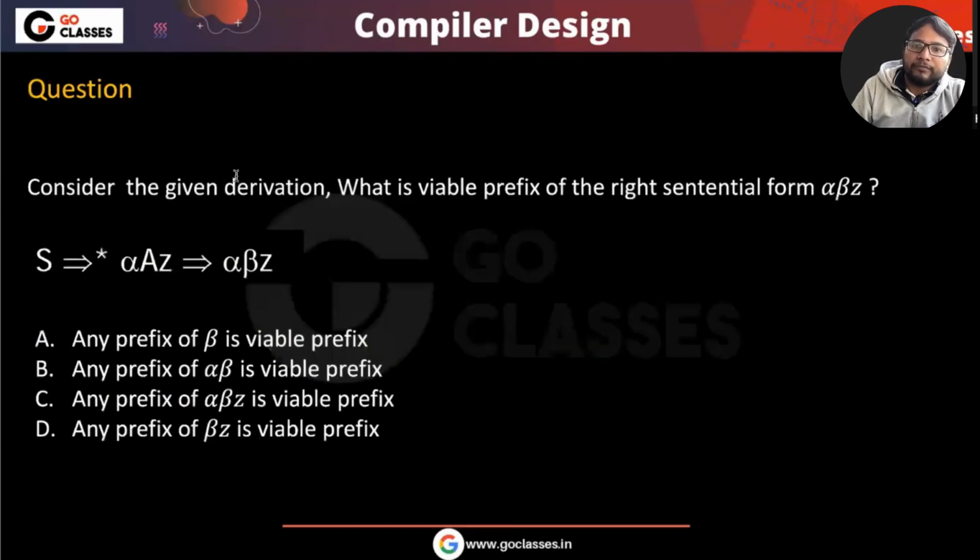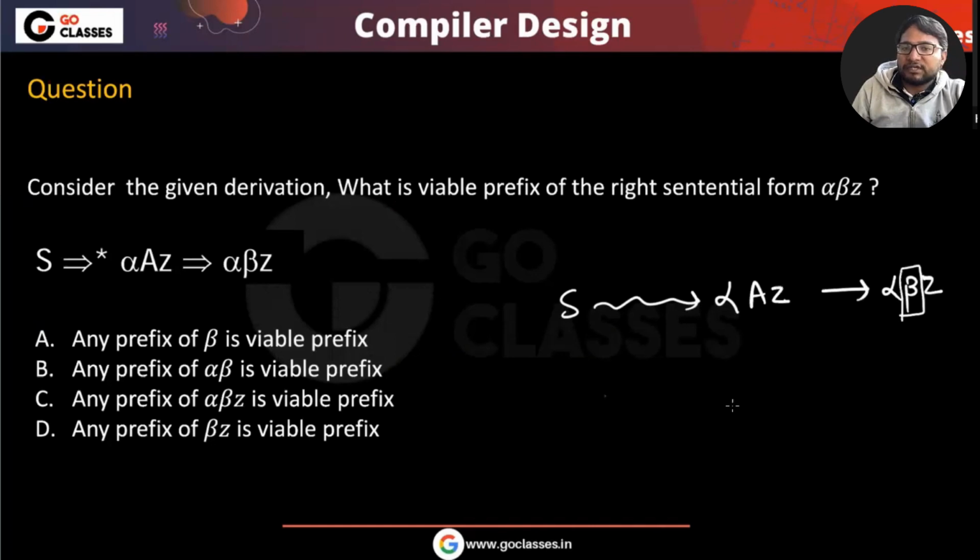You just tell me that if this is given to you, they are saying that S is deriving in multiple steps, is deriving alpha A z, and in one step you are deriving alpha beta z, right? In one step you are deriving alpha beta z, which means this beta is a handle. This beta is a handle. Can you tell me the viable prefixes? Can you tell me the stack content now? Stack content.